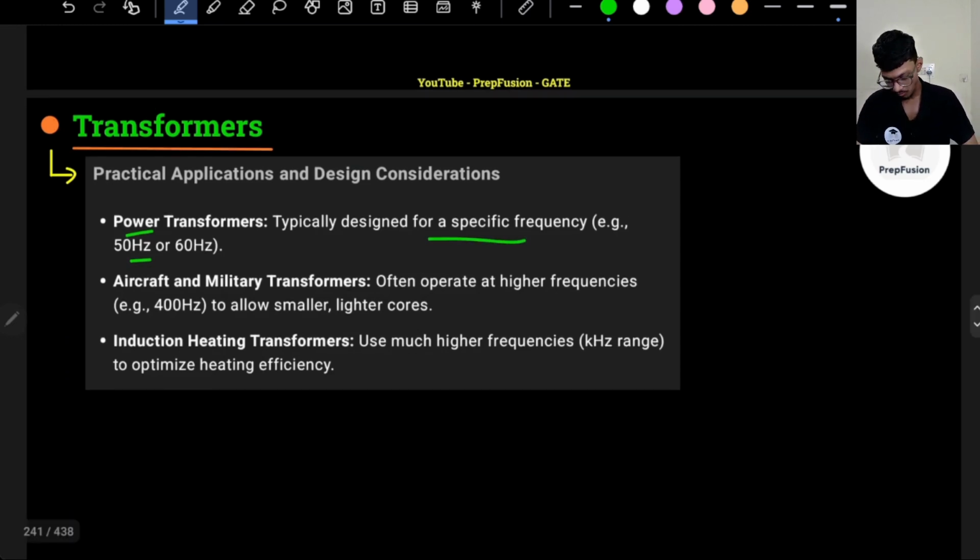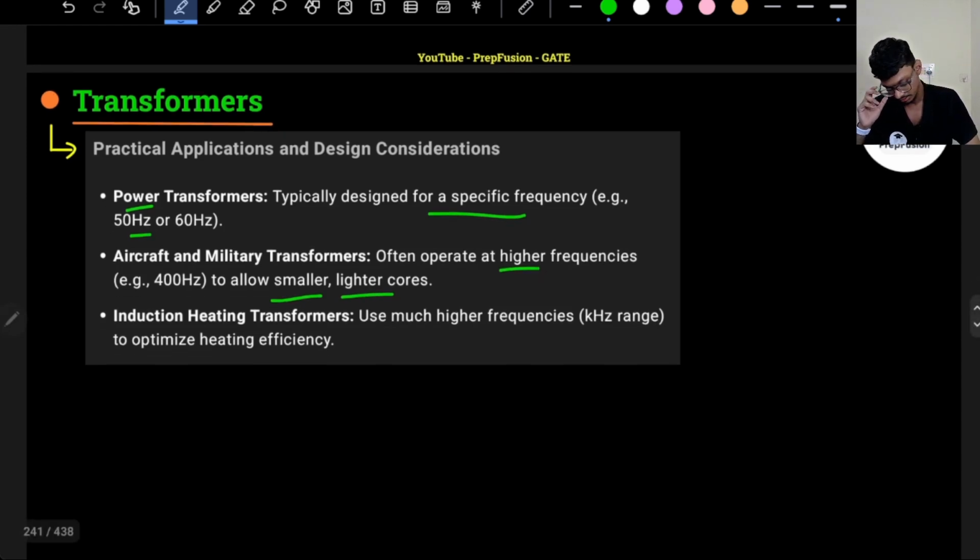Now in aircraft and military operations we use high frequency transformers. It allows smaller and lighter cores because at high frequency the area will reduce. I have discussed how the area will reduce. If the area reduces, the weight reduces. And there can be a bit of variation here in the frequency; losses will not vary much.